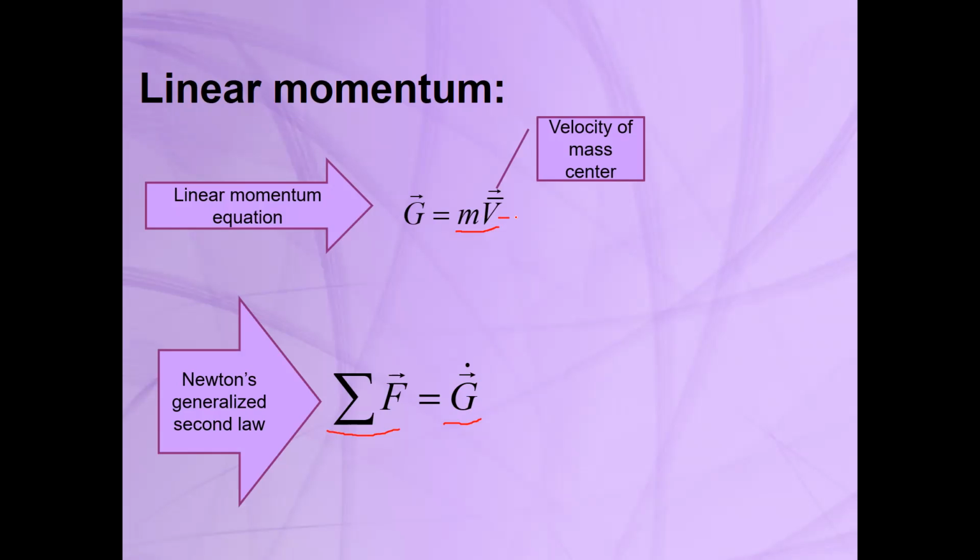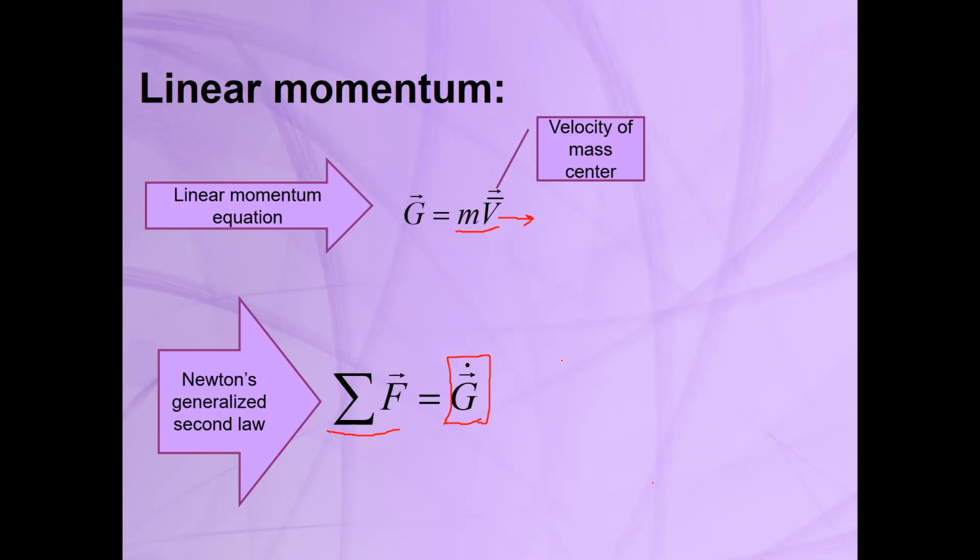If you take the first derivative of this equation with respect to time, we will have the derivative of m times v with respect to time. M is a constant value because this is the mass of the rigid body, but v is not constant. So the derivative of v with respect to time is the acceleration. So you can see that this term, this G dot, in fact, is m times acceleration.